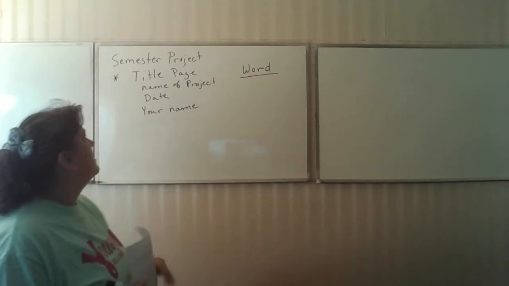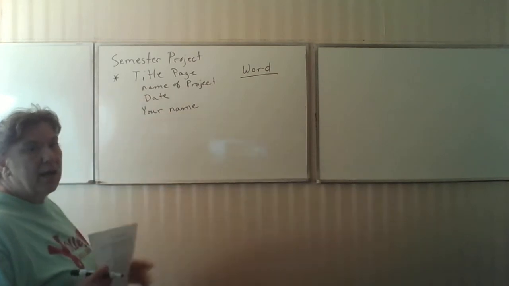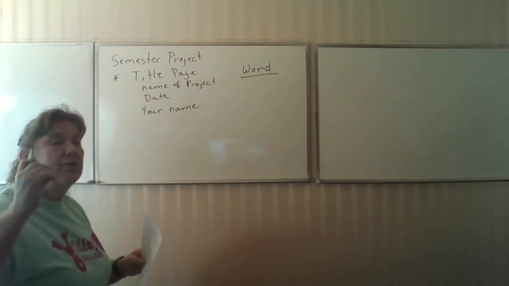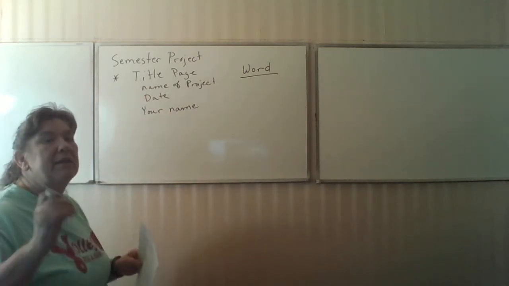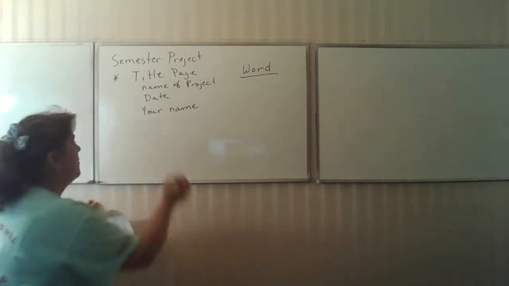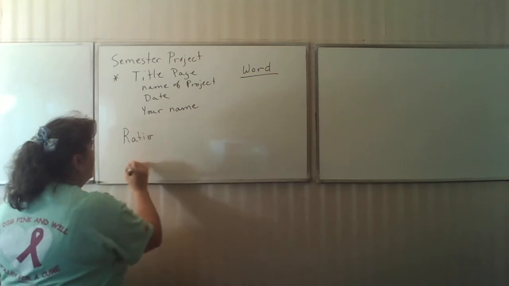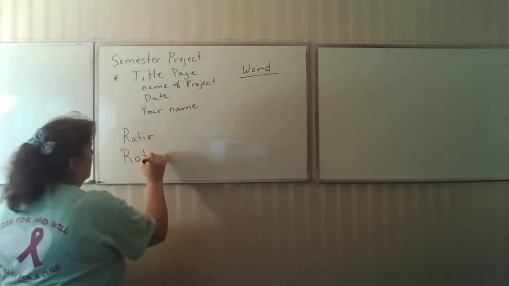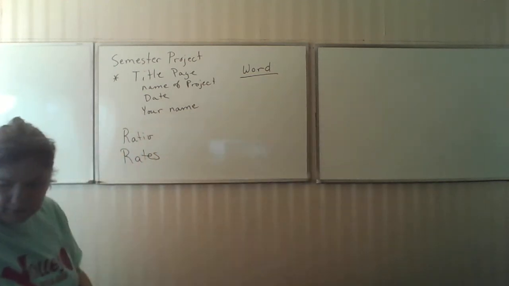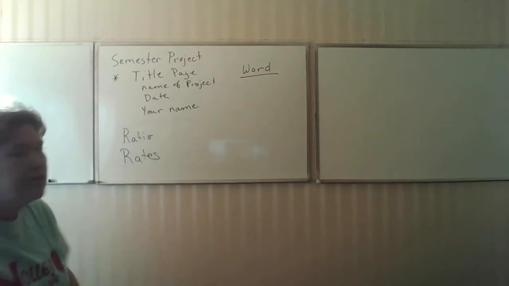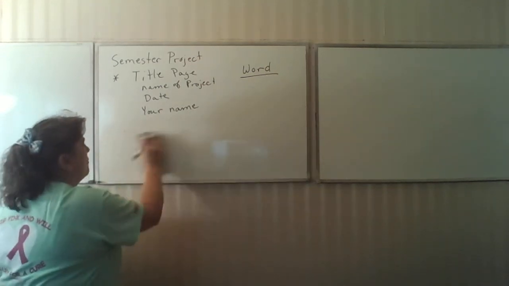Okay, so you've got your title page. Now, every single concept has to have its own page. So I don't want to see a page that starts with ratio, halfway down the page you have rates. Not acceptable. Okay? Every single concept must have its own page.